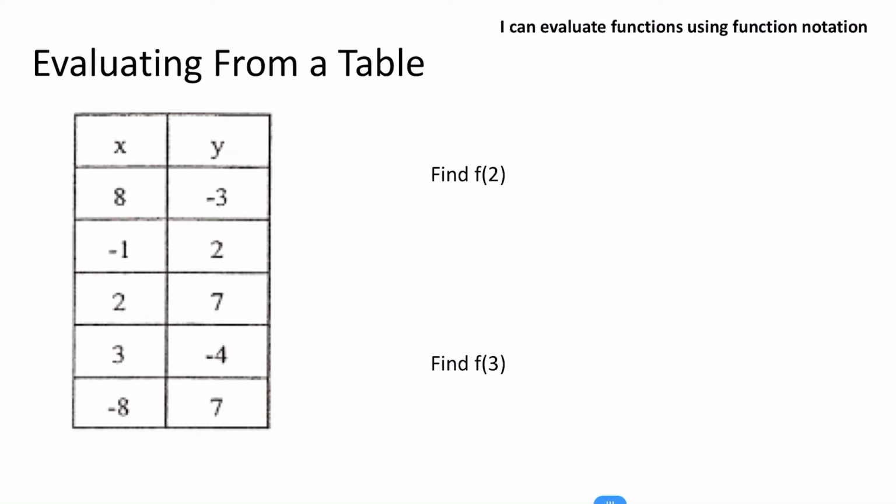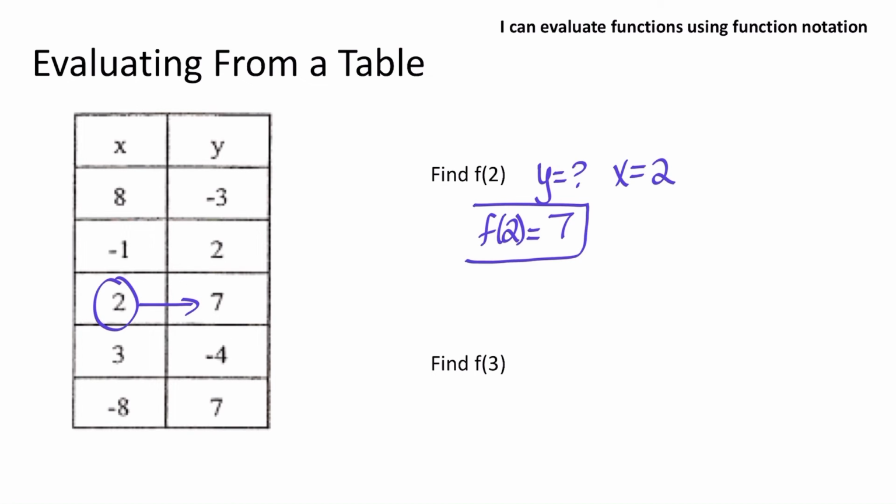So what if we're evaluating from a table? We want to find f of 2. f of 2 is saying what does y equal when x equals 2? I go to 2 in my table and notice that it has the y value 7. So y equals 7 when x equals 2. f of 2 equals 7.